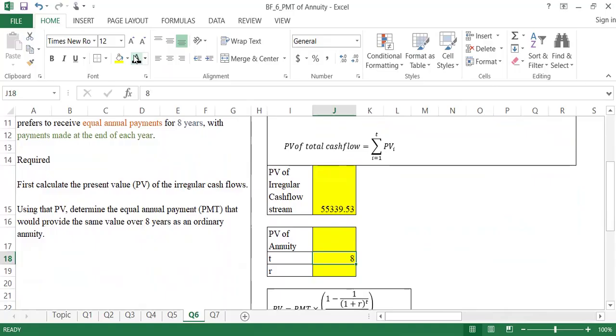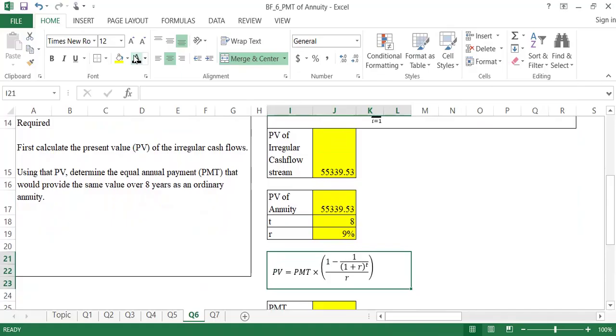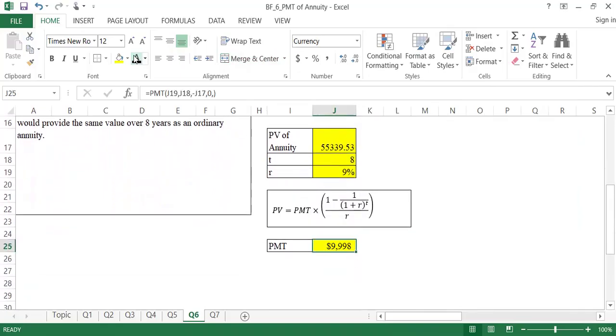So for 8 years, for the same interest rate, we want an annuity. Now, if the two cash flow streams are the same, their present value should be the same. The present value of the irregular cash flow stream and the present value of the annuity should be the same. So whatever present value I found for the irregular cash flow stream, I'll plug it in as the present value of the annuity. We know the present value of the annuity, we know R and T, we can find the PMT. Done.